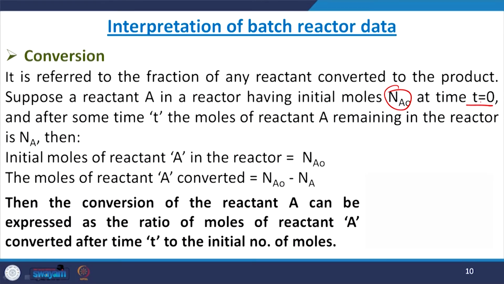That means at the startup, and after some time t, the moles of reactant A remaining in the reactor are, say, Na. So the initial moles of reactant A in the reactor are Na naught, and the moles of reactant A converted into product or any kind of a reaction are Na naught minus Na. Then the conversion of reactant A can be expressed as the ratio of moles of reactant A converted after time t to the initial number of moles.